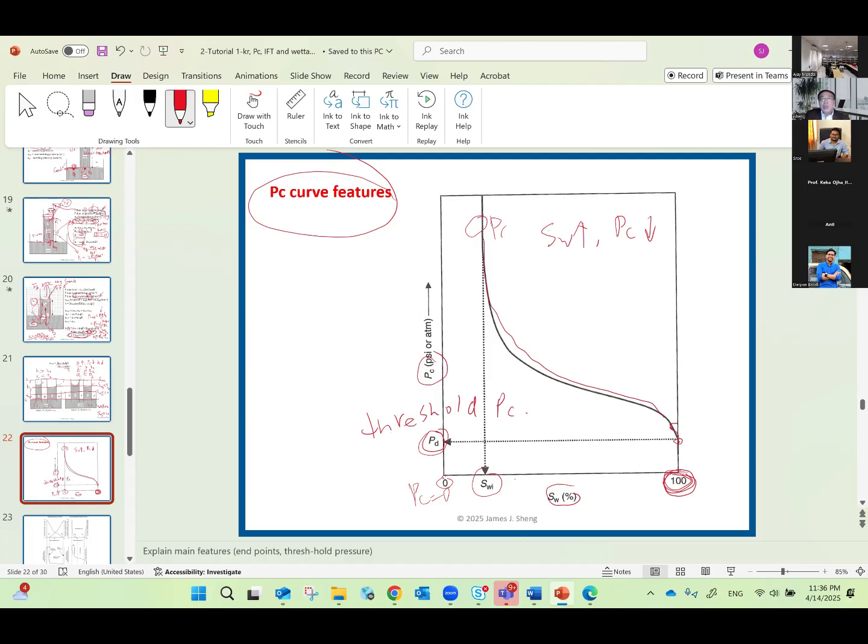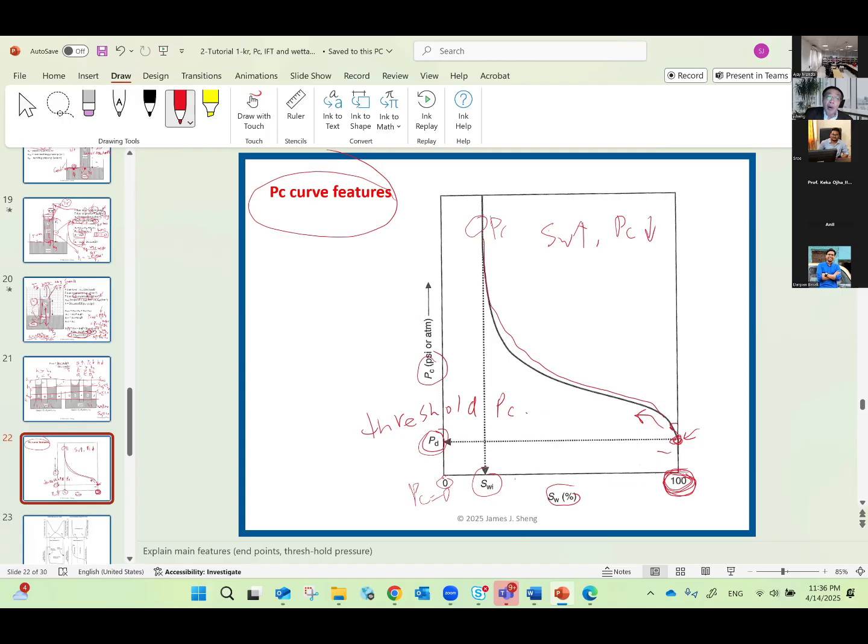Okay. So what is the physical meaning of this threshold pressure, or PD? Think about this one. Initially, the reservoir is fully saturated by water. Then oil comes in and starts to displace water out. So now you go in this direction, water saturation is reduced, then oil saturation will increase. Just at this minimum pressure, oil starts to displace water out.